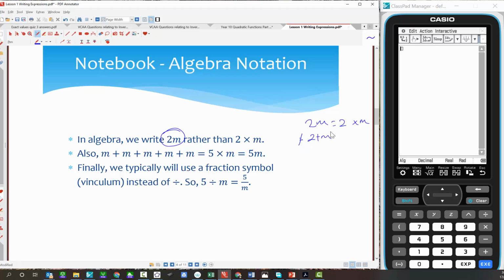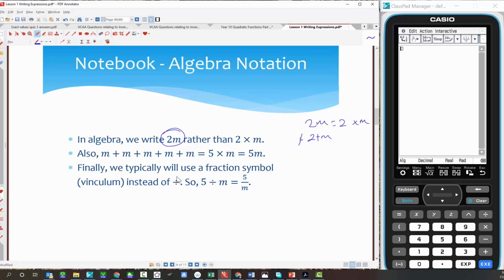It's not equal to 2 plus m or 2 minus m, or, Mr. Miller, today what is the sign between the 2 and the m? It's always multiplication, and that's a universal thing, girls. That's not just a Sacre-Cœur thing or a Mr. Miller thing. That is everywhere. That's the language of mathematics. Notice here that we've got m plus m plus m plus m plus m. That's the same as 5 lots of m, and 5 lots of m is simply written as 5m.